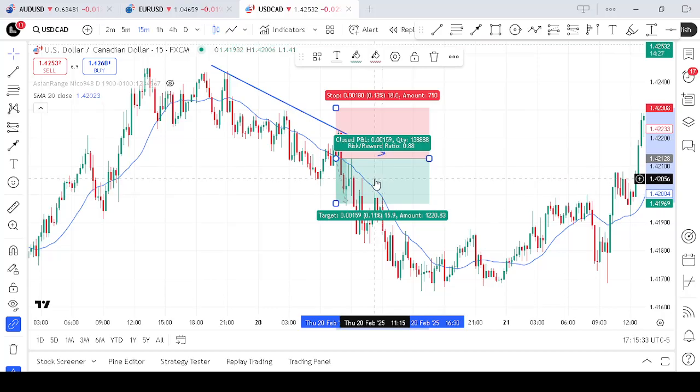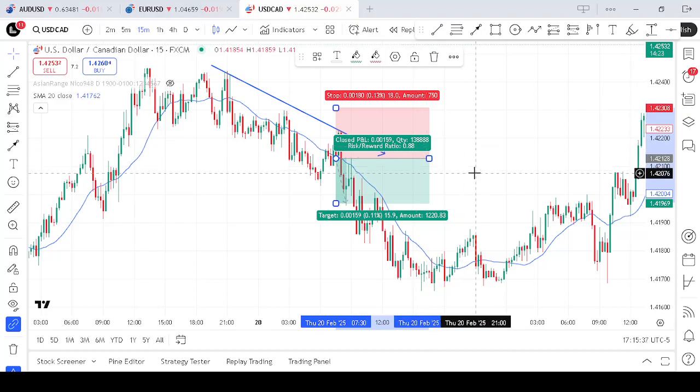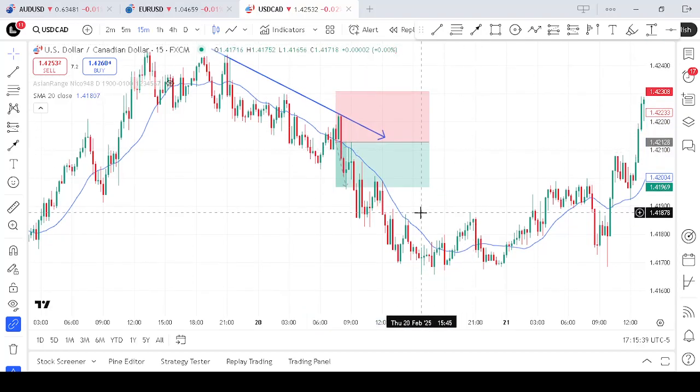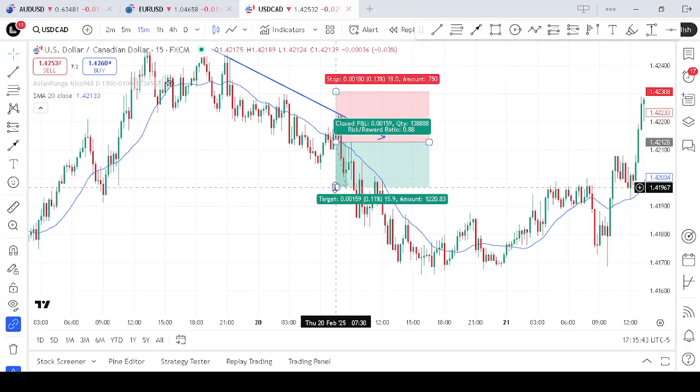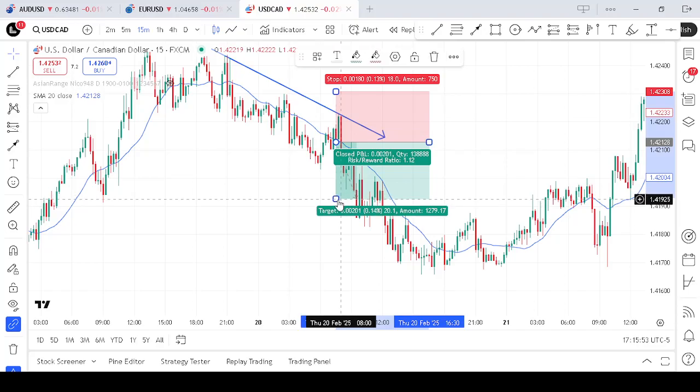Your target should be at least twice your stop loss. This maintains a healthy risk to reward ratio of 1:2. You can also target 1:3. You can also close half of your position at the first target. Your first target can be a 1:1, and you close half of your position, or your first target can be a 1:2. You close half of your position and let the rest run.